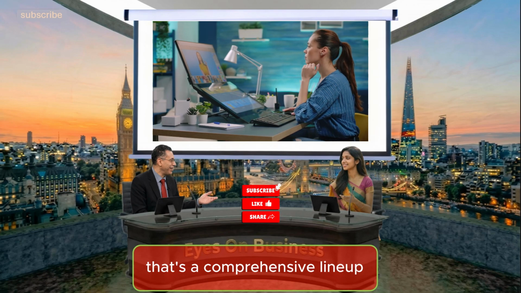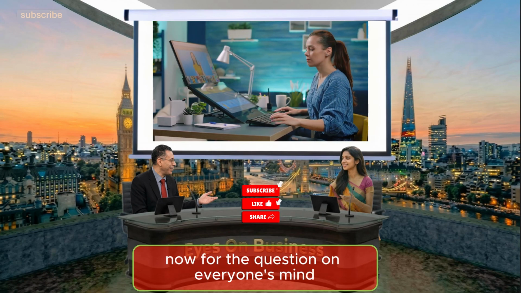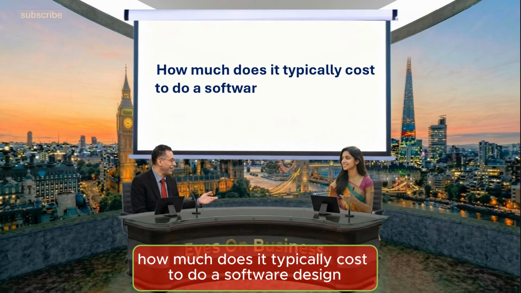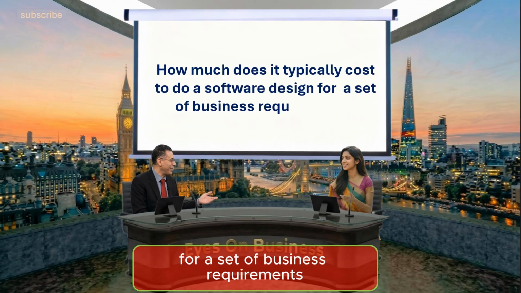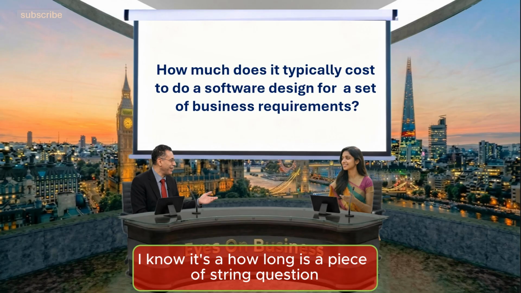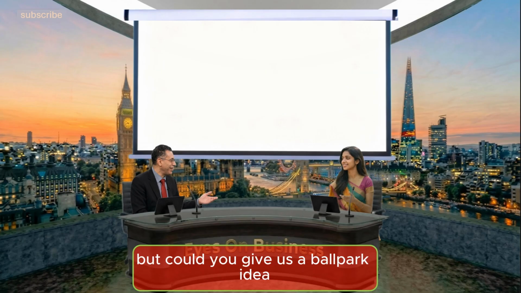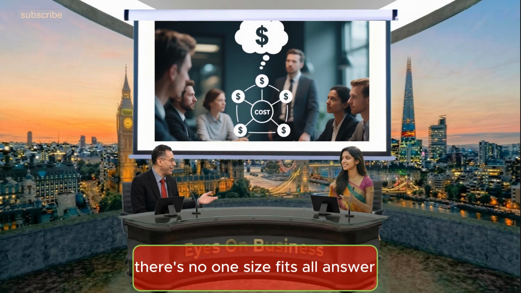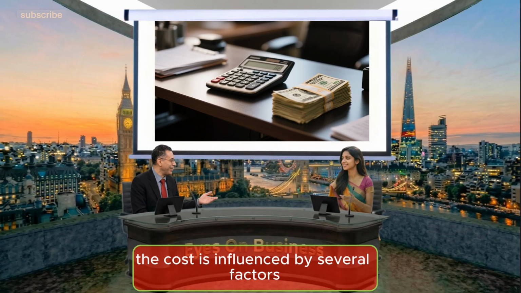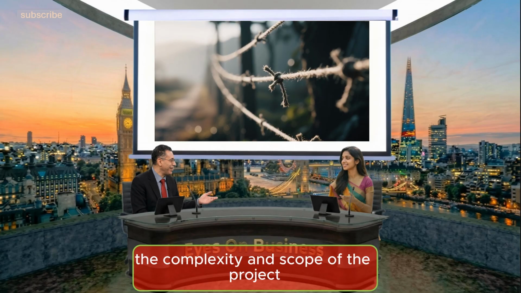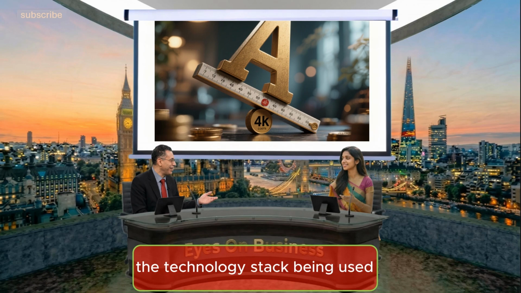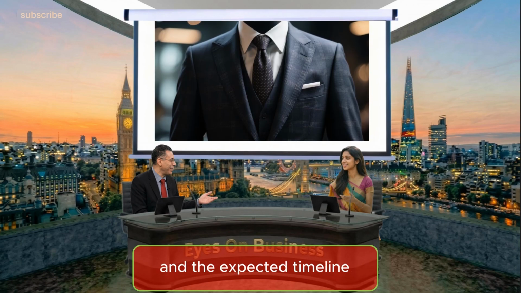That's a comprehensive lineup. Now, for the question on everyone's mind, the cost. How much does it typically cost to do a software design for a set of business requirements? I know it's a how long is a piece of string question, but could you give us a ballpark idea? You're right, it varies tremendously. There's no one-size-fits-all answer. The cost is influenced by several factors: the complexity and scope of the project, the size of the team required, the technology stack being used, and the expected timeline.